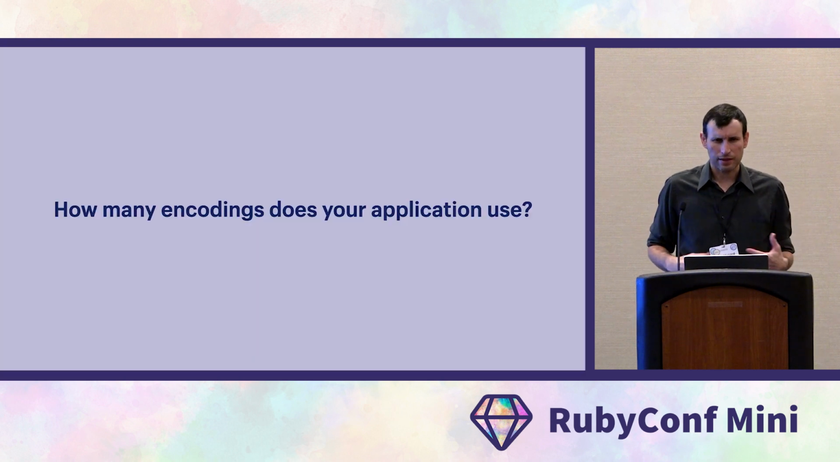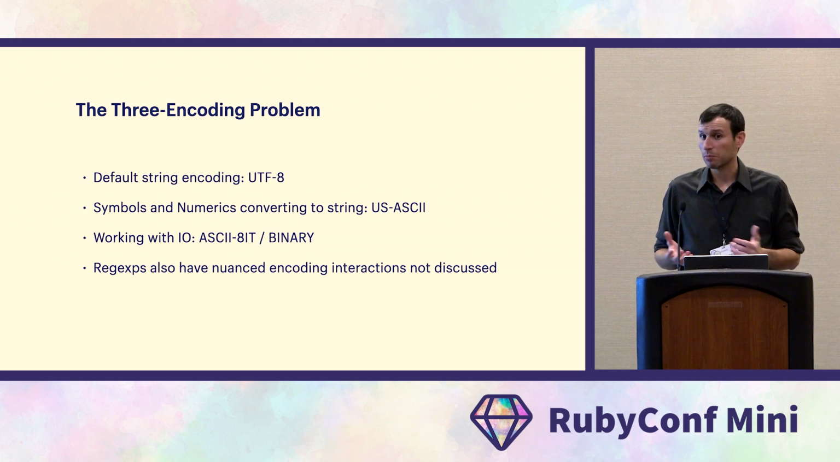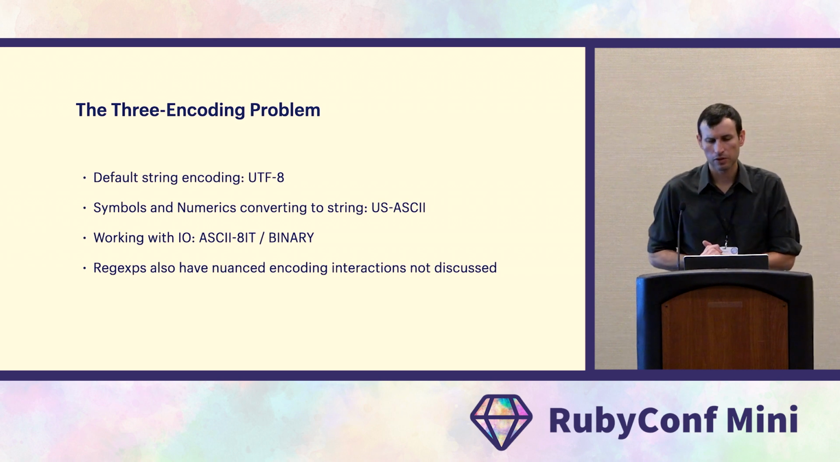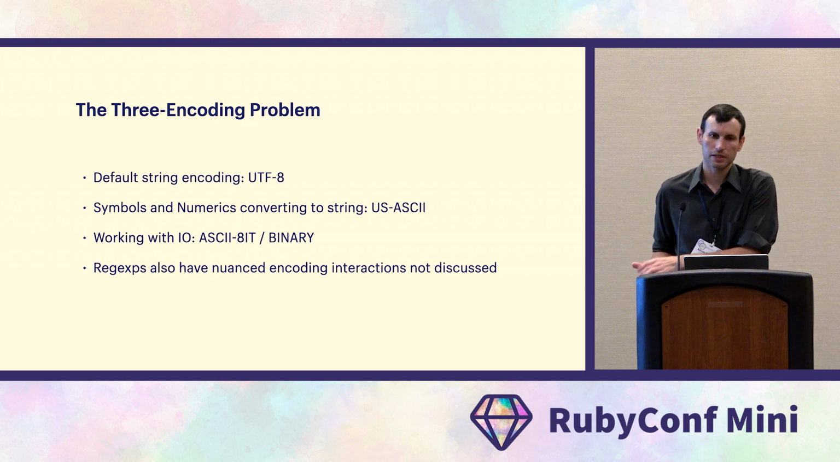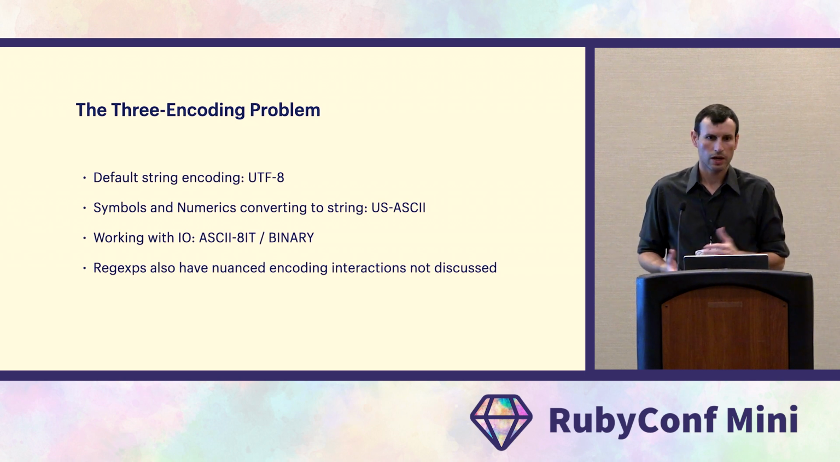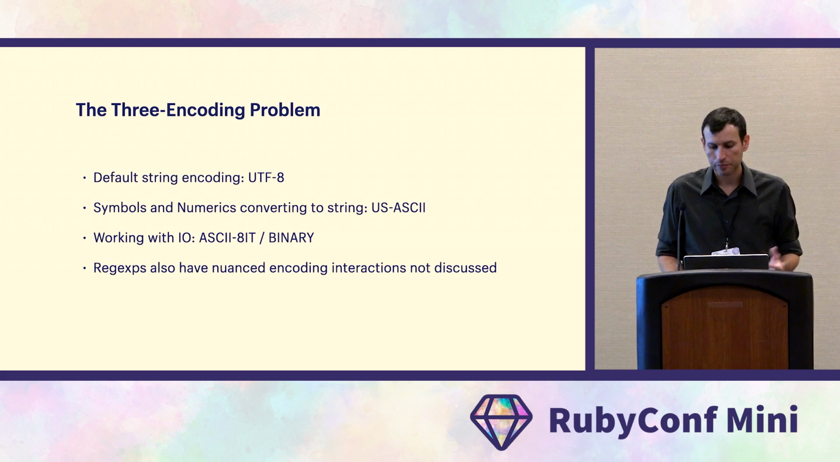So which brings us back to kind of the title of the talk. How many encodings do you think your application uses? I posit you probably have 3, even if you don't realize it. So a lot of people think everything is just UTF-8, because that's what Ruby defaults to. But that's only true for string literals and then particular operations. If you're converting symbols or numbers to strings, they're going to come in US ASCII. And if you're dealing with I/O at any level, which most applications that need to interface with the outside world do, then you could have binary data as well.